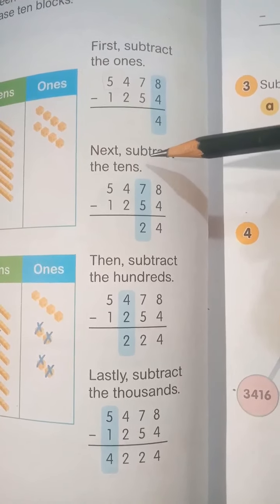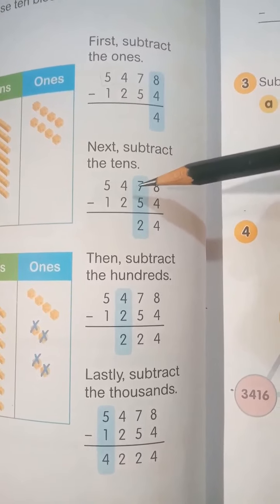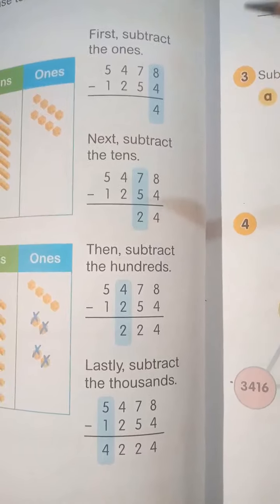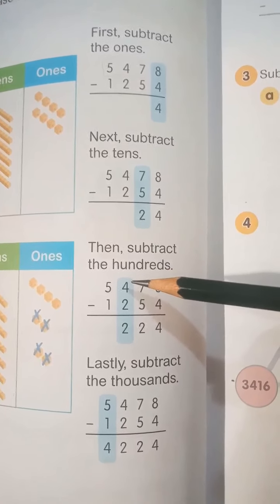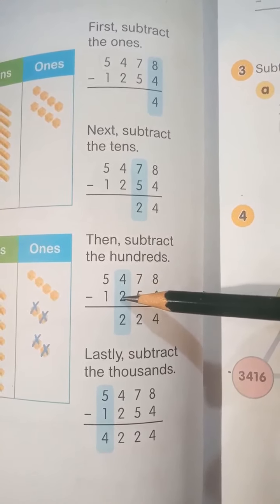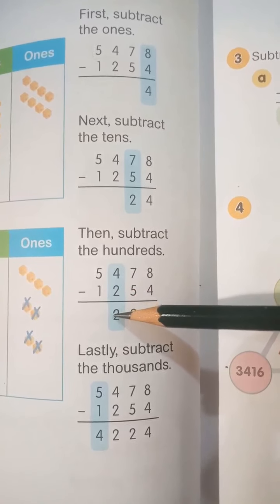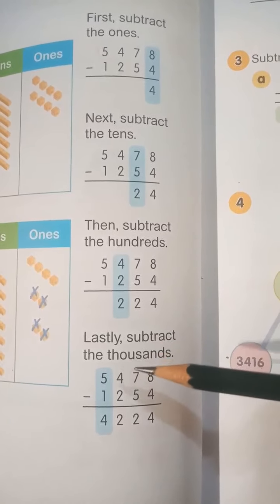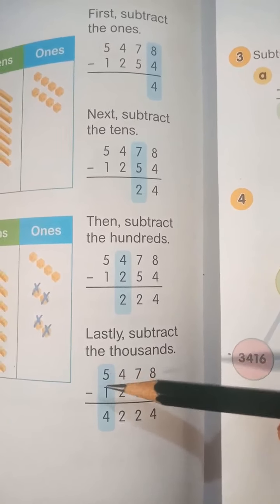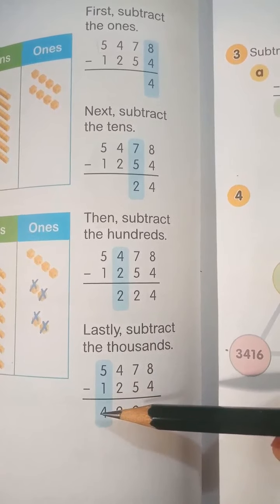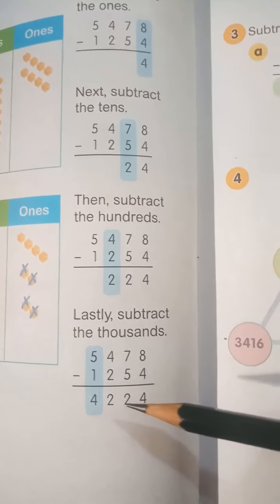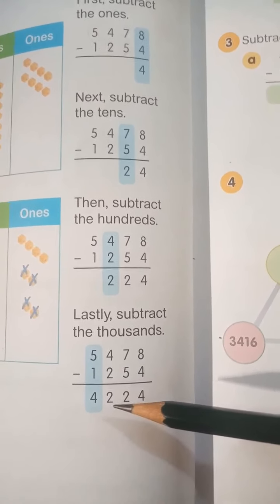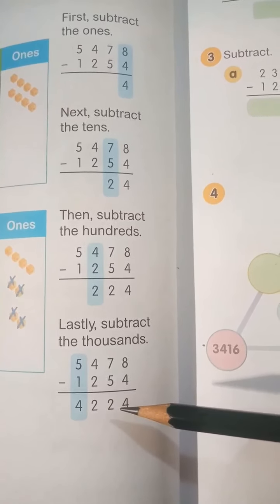Then let's subtract the tens. 7 minus 5 equals 2. Then subtract the hundreds. 4 minus 2 equals 2. Lastly, subtract the thousands. 5 minus 1 equals 4. So, the difference is 4,224.